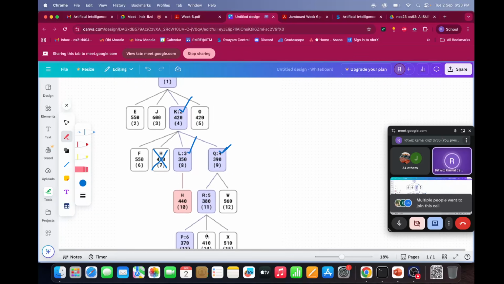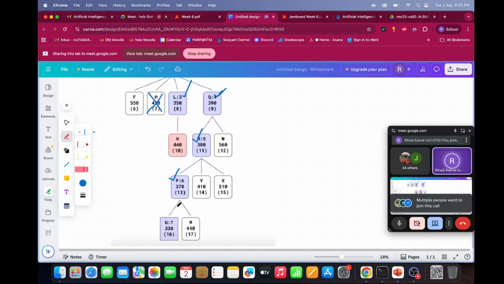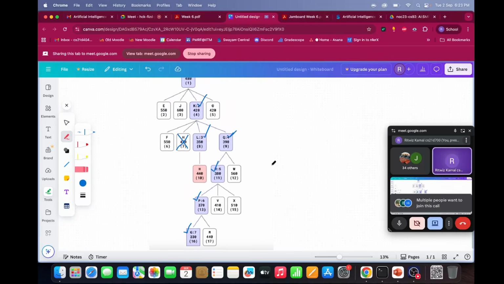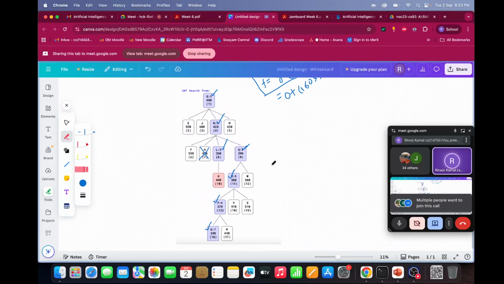Okay, and then we will proceed in a similar manner, right? R will be expanded next to add P, V and X, and then P will be expanded, and then finally when we expand P, we will also add G to the open list, and finally G will be reached. So this is the A star search tree. Okay, I'll leave this on here so that you can go through it and convince yourself that this is in fact the correct search tree. And the question asked us the 4th, 5th and 6th nodes to be inspected by A star, which happen to be Q, R, and P.